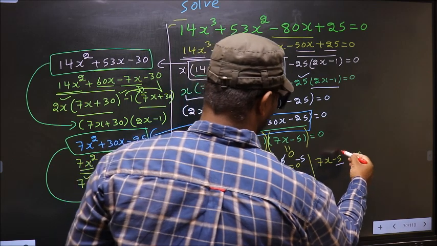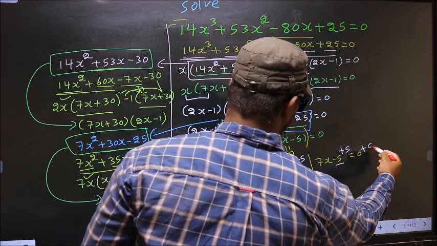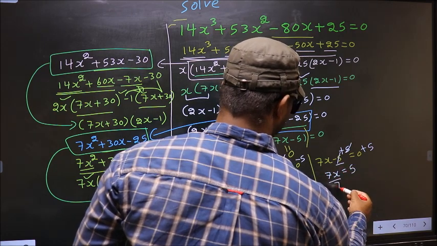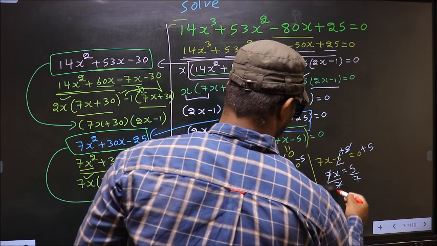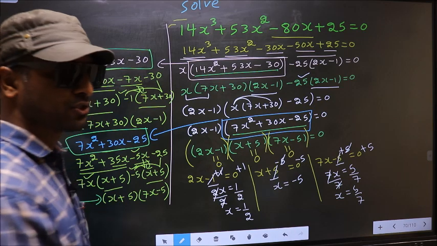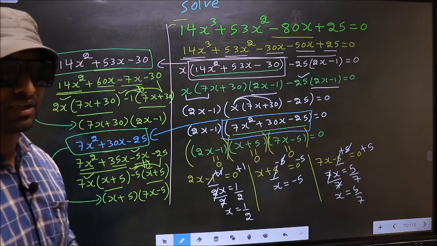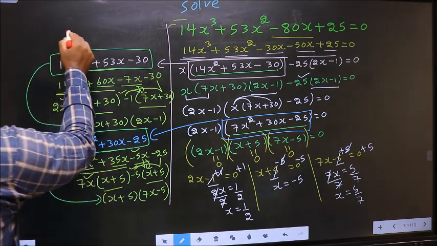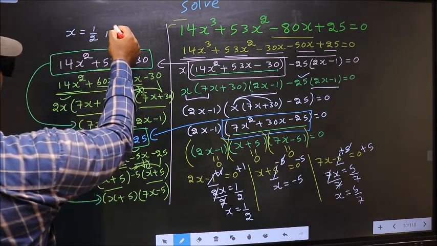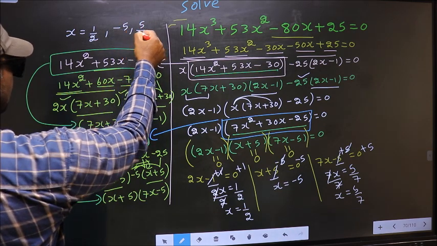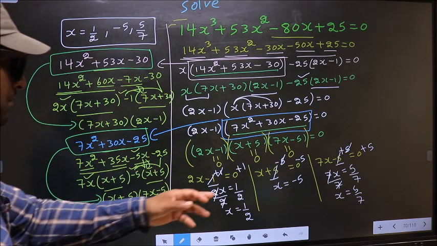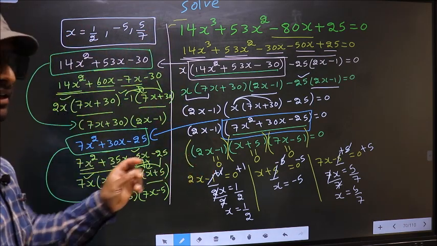Now here I should remove minus 5, so you add 5. You get 7x equal to 5. Now I should remove 7, so you divide by 7. You get x equal to 5 by 7. So the x values that we got are 1 by 2, minus 5 and 5 by 7. This is our answer. Am I clear?